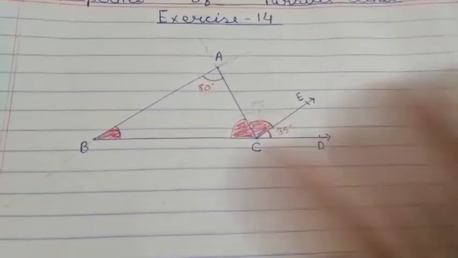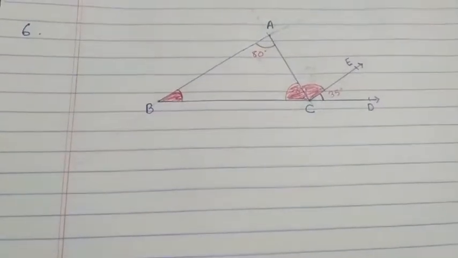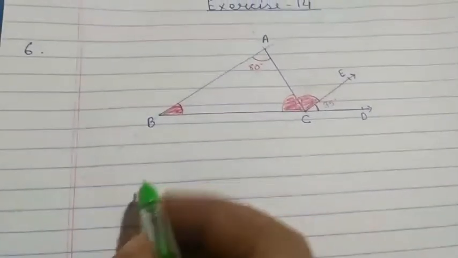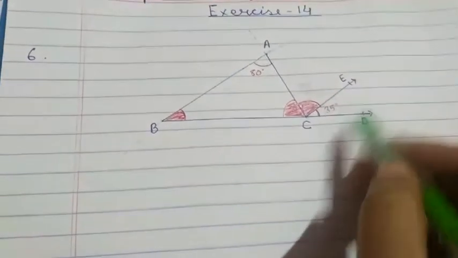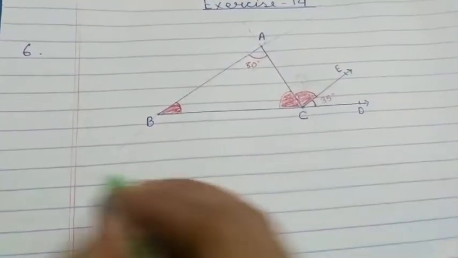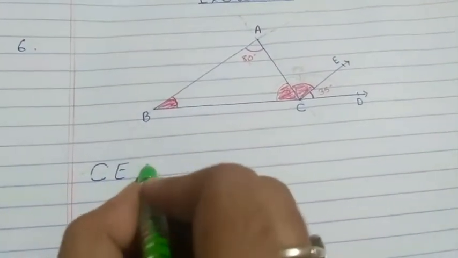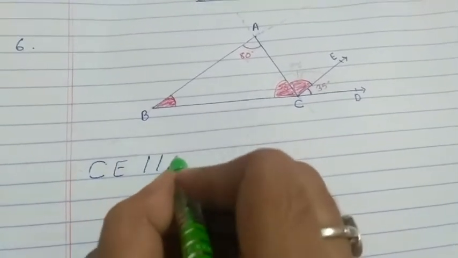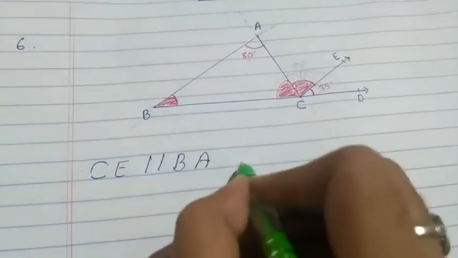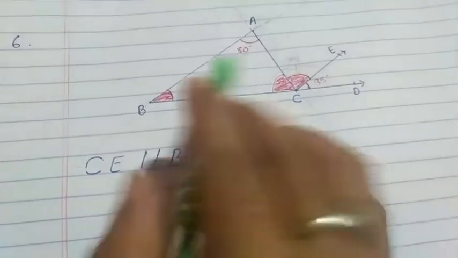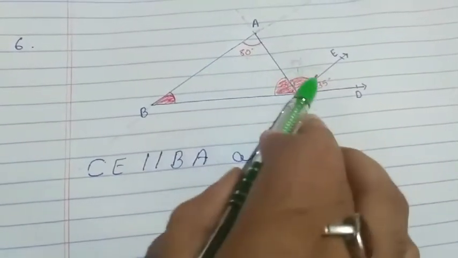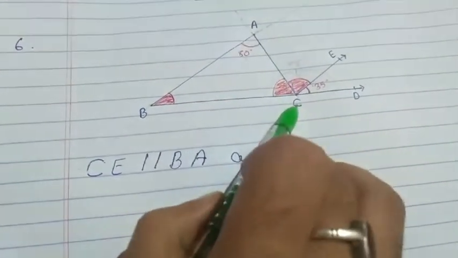Simply write whatever you see here or whatever is given in the question. So the first question is: given that CE is parallel to BA. So just write down here, CE parallel to BA, first thing. These two lines are parallel, so this one is a transversal.